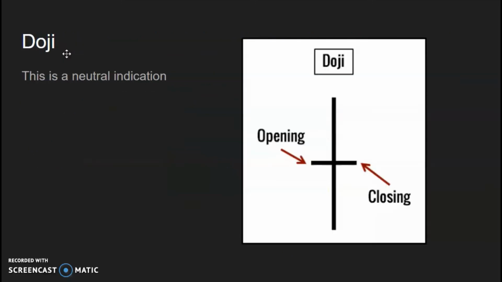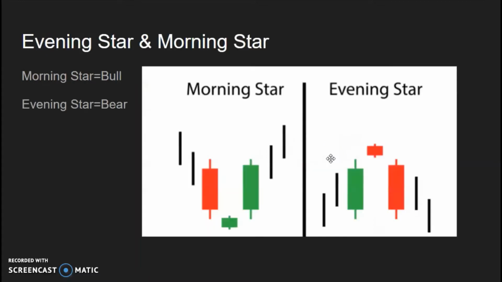Okay, so the first one's the doji, and this is a neutral indication. As you see here, opening, close, it's like an X. It's usually a sign of an end of a trend. So take that into account.